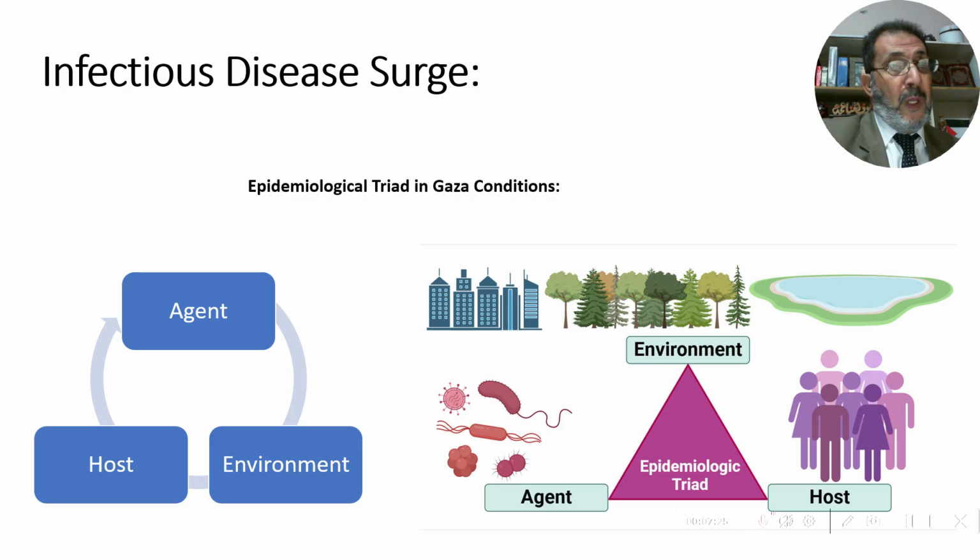The infectious disease surge, we can also look at it from a different point of view. We have the microbes, we have the host, we have the environment. When we speak about the host, the human, the malnourished human in the Gaza Strip, while the agents and the environments are also a very important factor, because the agents are there and the environment is very suitable for the propagation and transmission of this agent to a susceptible host. So it is really a perfect environment for infectious disease spread and transmission in the Gaza Strip.